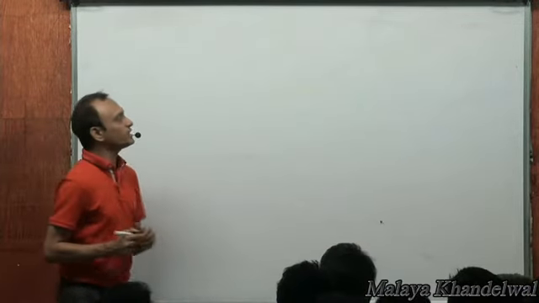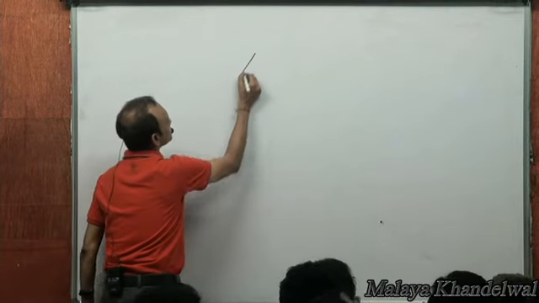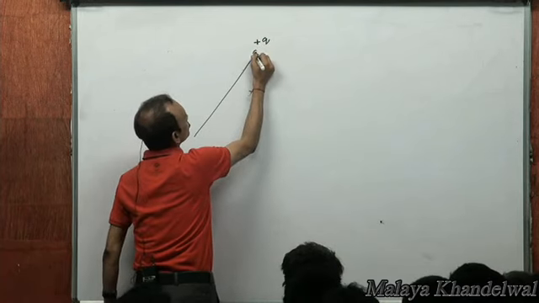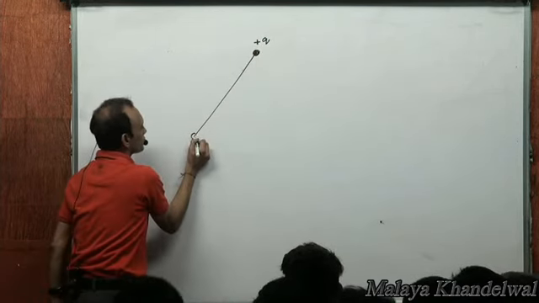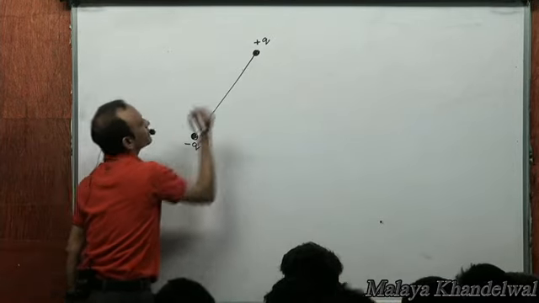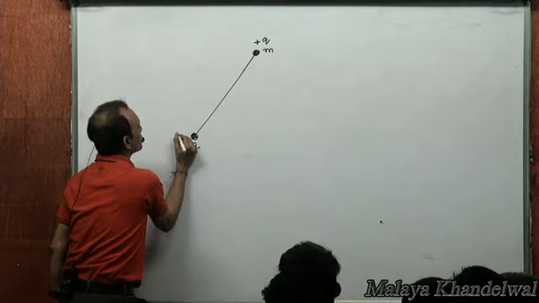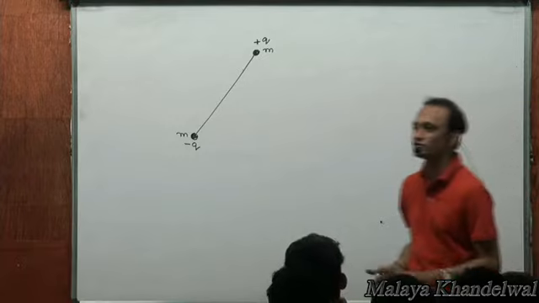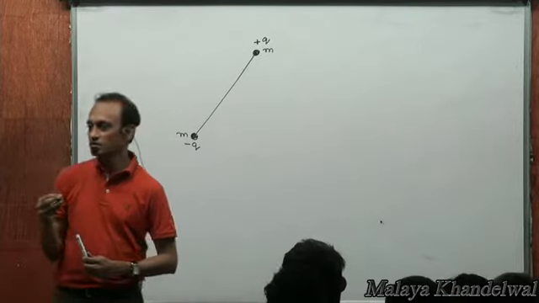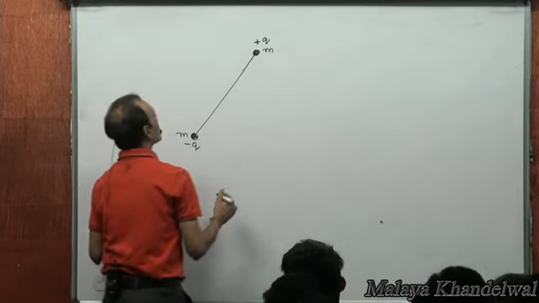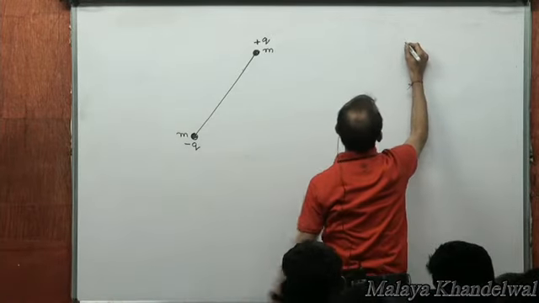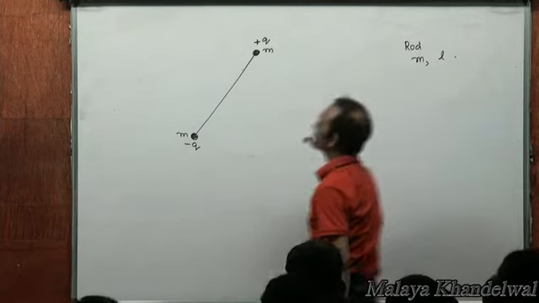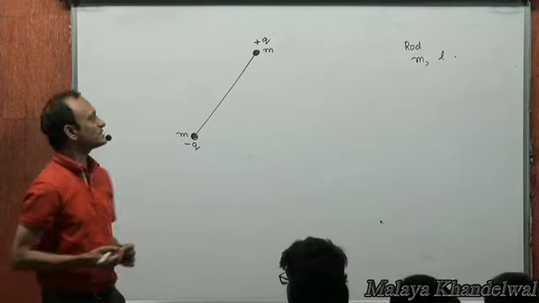So, say there are two charges plus q and minus q on particles of mass m each. After all, charges will not come without mass. And let's say the rod that connects these two charges also has mass m and has length L.